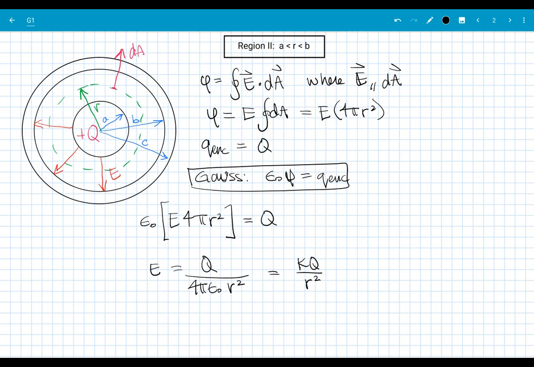Okay, so this is our result here that applies to R being between A and B. Okay, so it acts like a point charge there. Let's move along to the next region.